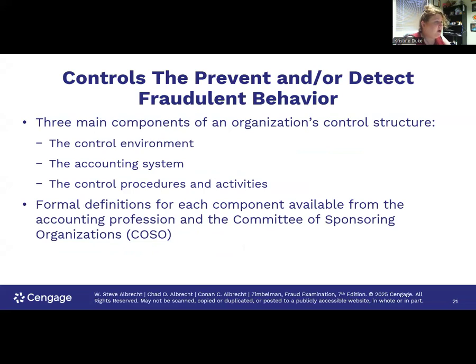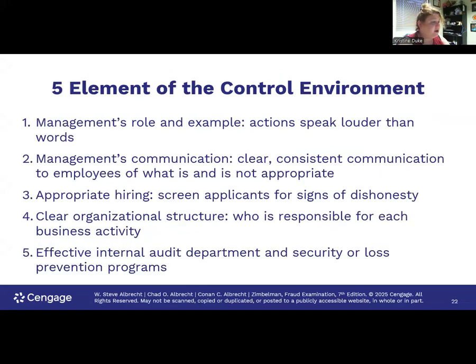Okay, so here we go. 3 main components. Control is your control environment, your accounting system, your procedures and activities. And so you can look at, they say formal definitions for each component available from the accounting profession and the Committee of Sponsoring Organizations. Not going to go there.